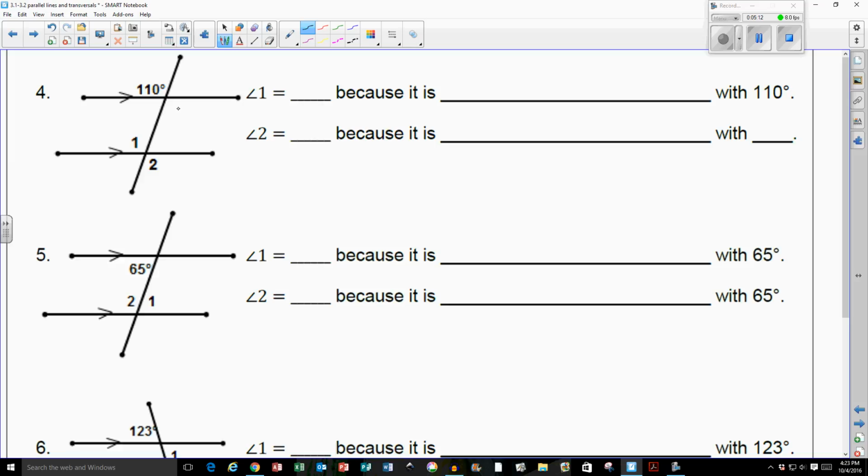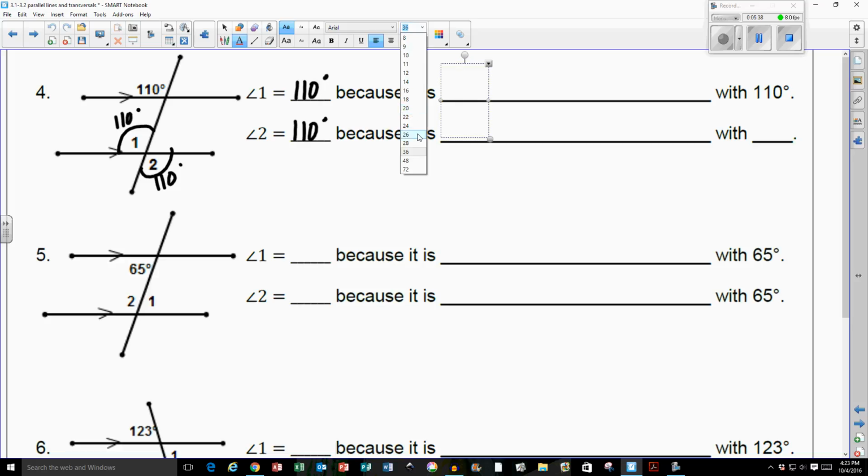So, okay, what we're going to do is talk about angle 1. So angle 1 is going to be also 110 degrees. And angle 2 is also going to be 110 degrees. So let's talk about why. So this one's also 110 degrees. So let's not forget our degree symbol. All right, so I'm going to give a good reason why angle 1 is 110 degrees. So angle 1 is 110 degrees because it is corresponding.